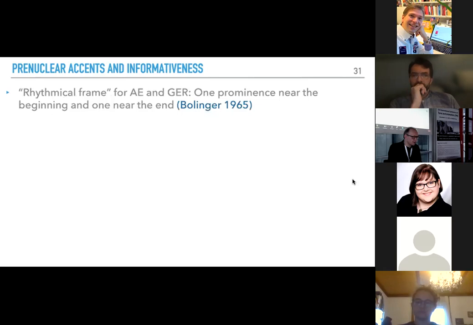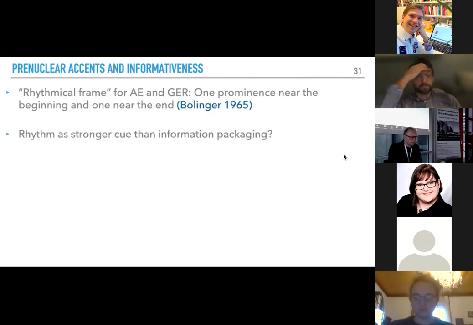So these results support the view of a somewhat stable rhythmical frame for American English and German. That is, we have two predestined positions for prosodic prominence, one near the beginning and one near the end. That's what has been called by Dwight Bollinger already in the 60s. And this might be a stronger structural cue than the packaging of referent informativeness.